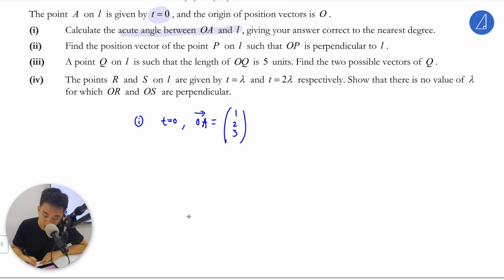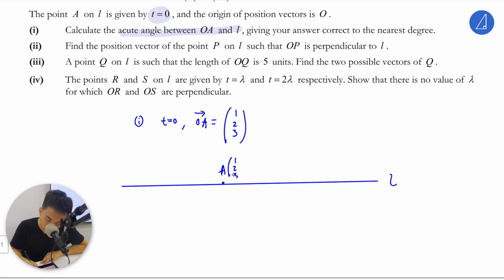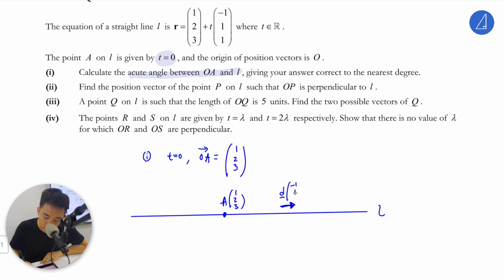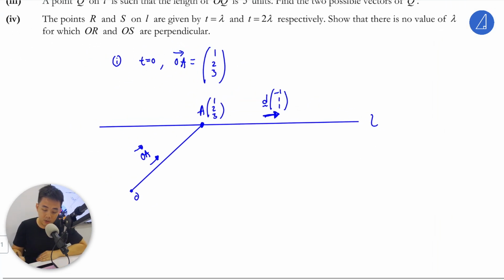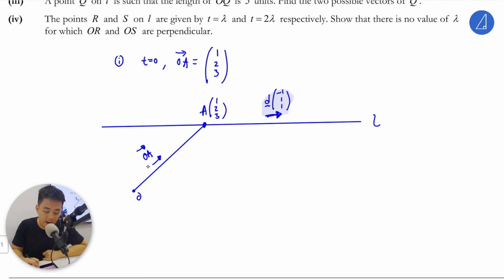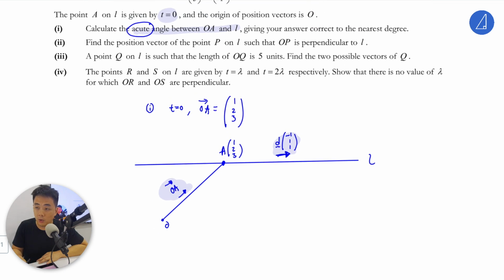So in this case, this is L, this is A, and this is the direction D, minus 1, 1, 1. All right. What to do next? You want the angle between them. Say this is O. If you want the acute angle, I'm not sure where they are pointing at, but what you can do is if it's acute, just take the modulus.